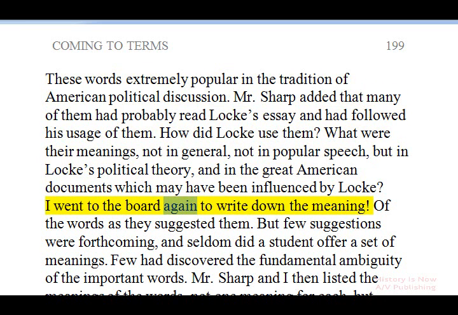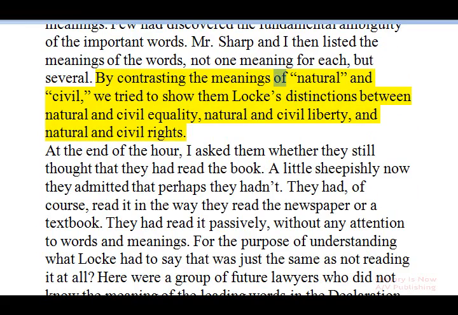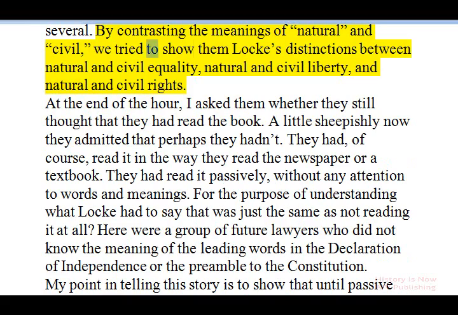I went to the board again to write down the meaning of the words as they suggested them. But few suggestions were forthcoming, and seldom did a student offer a set of meanings. Few had discovered the fundamental ambiguity of the important words. Mr. Sharp and I then listed the meanings of the words, not one meaning for each, but several. By contrasting the meanings of natural and civil, we tried to show them Locke's distinctions between natural and civil equality, natural and civil liberty, and natural and civil rights.